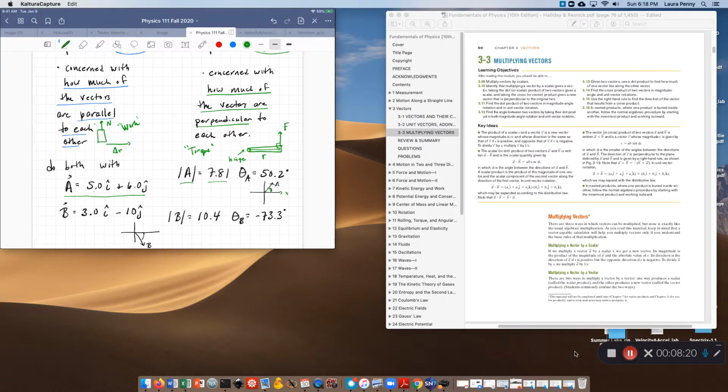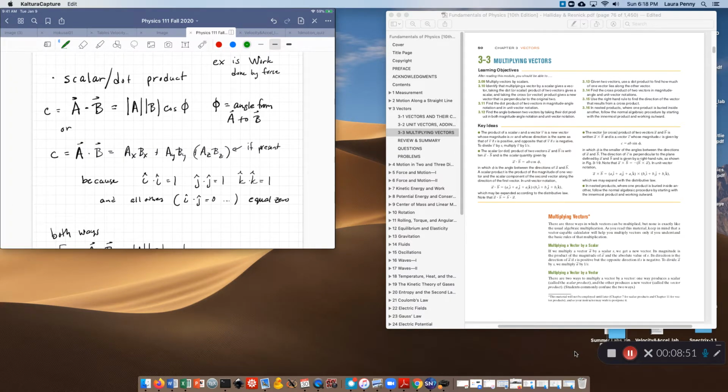So here's the positive x direction right there. And then for my B vector, I'm going to have 3i hat minus 10j hat. So it's down here. So it has an angle of negative 73.3 degrees. Here I've gone clockwise, so I'm going to give a negative angle and a magnitude of 10.4. Those are just going to be my example vectors that I'm going to use when I do these calculations. So let's do a scalar product first.